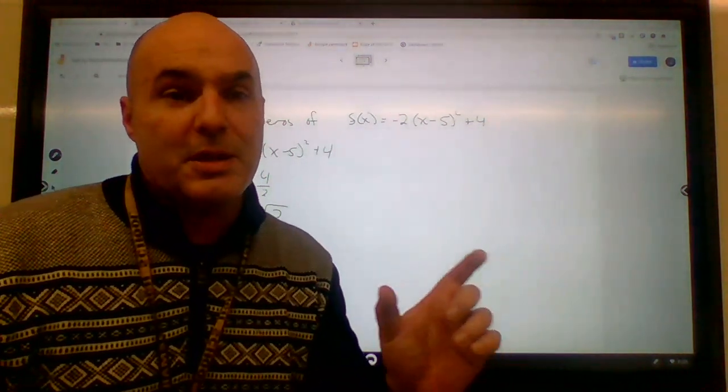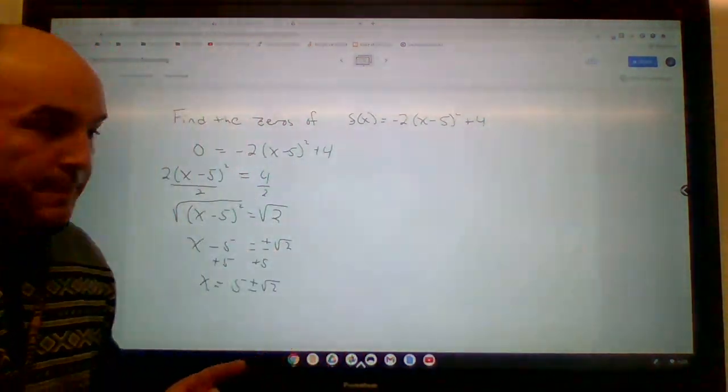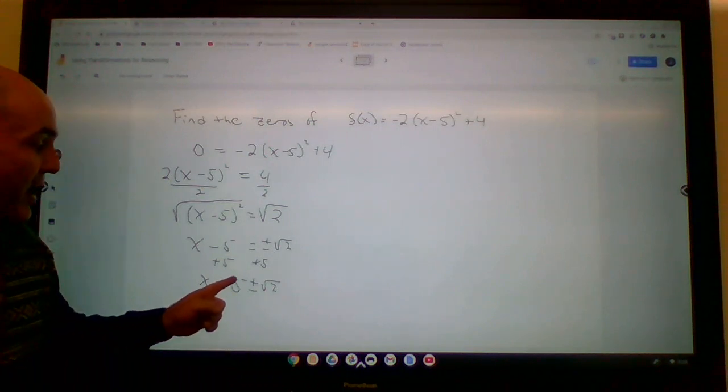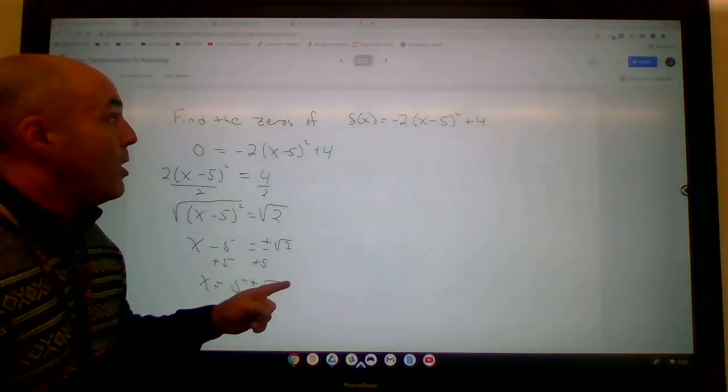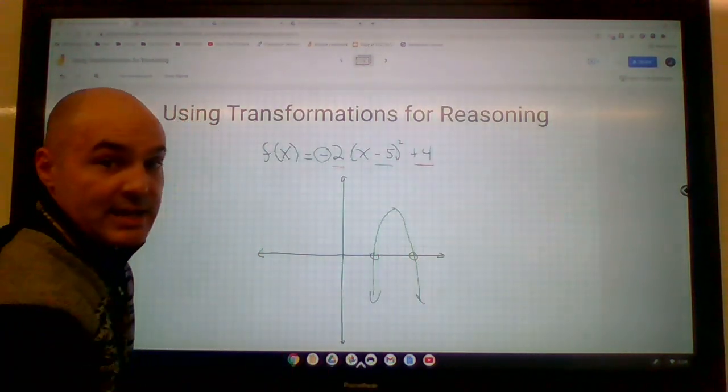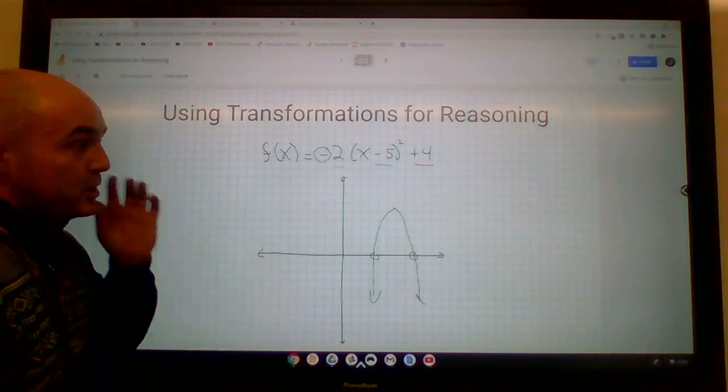Now the square root of 2 is a little bit more than 1. It's about 1.4. So we're saying 5 minus a little bit more than 1 and 5 plus a little bit more than 1. Both of those would still lie on this side of the x-axis and make sense as reasonable solutions.